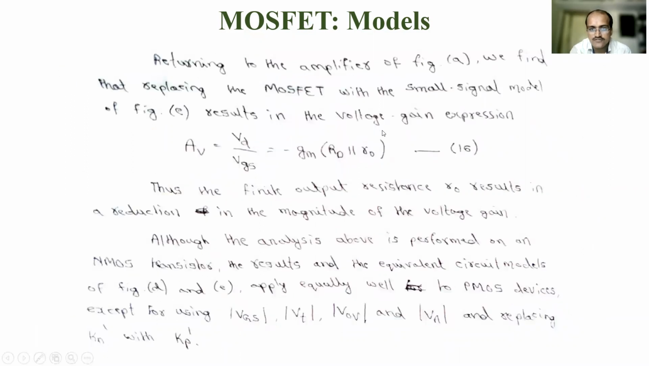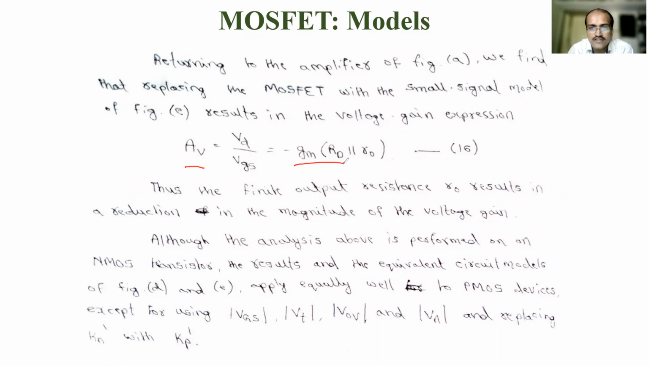A few more things. Based on that, we'll get new equations for the voltage gain as well as the transconductance. Returning to the amplifier of figure A, if you have the notes, you can look at it. We find that replacing the MOSFET with the small signal model of figure E results in the voltage gain expression. What we calculated previously, the voltage gain VD by VGS, is nothing but minus GM into RD, as we told in the previous class, yesterday's class.